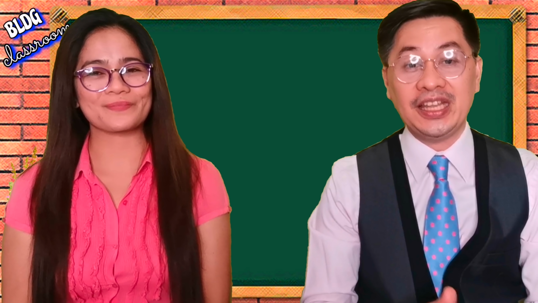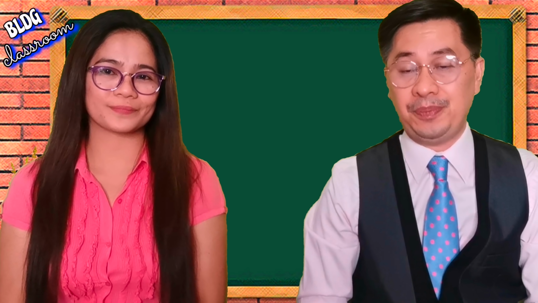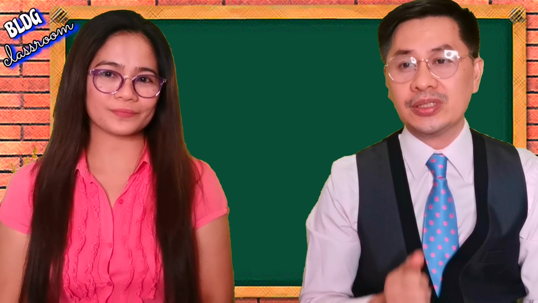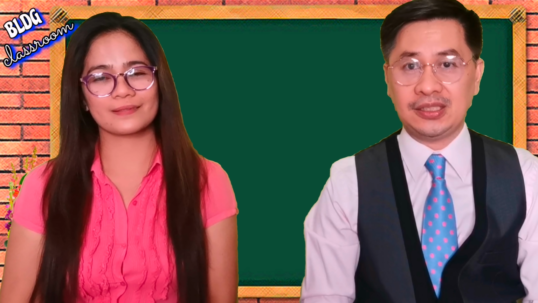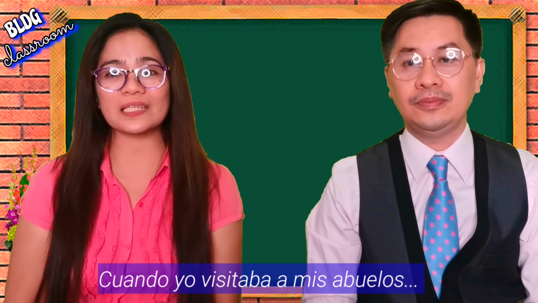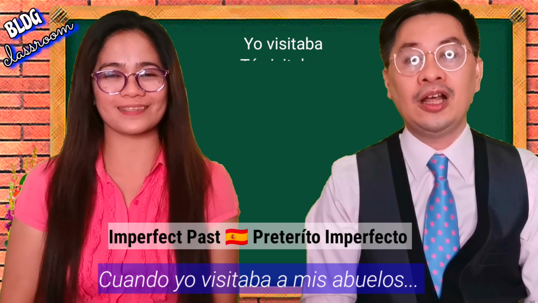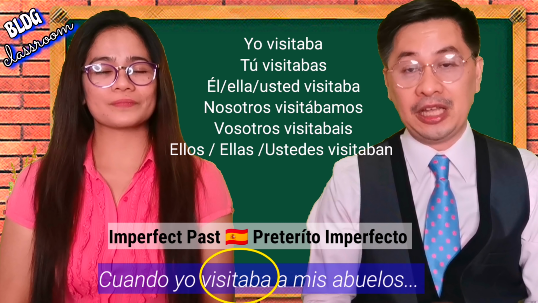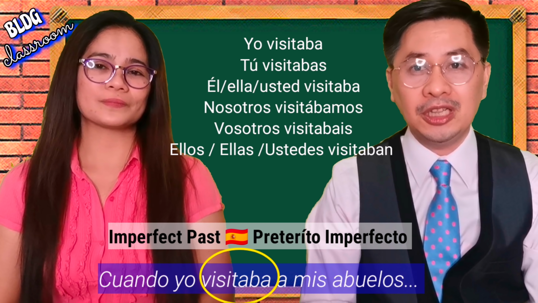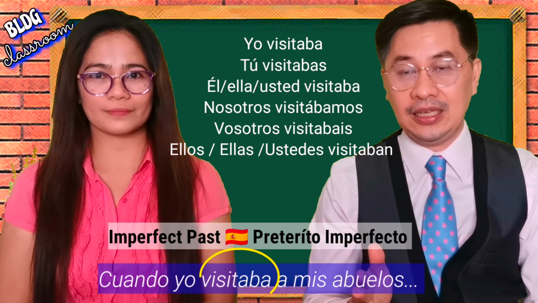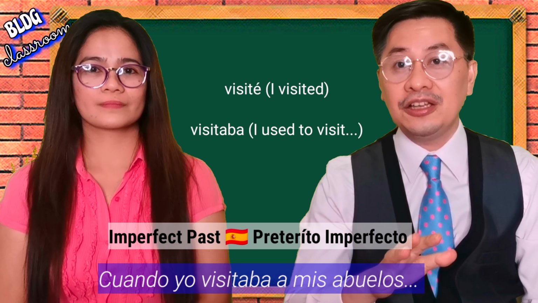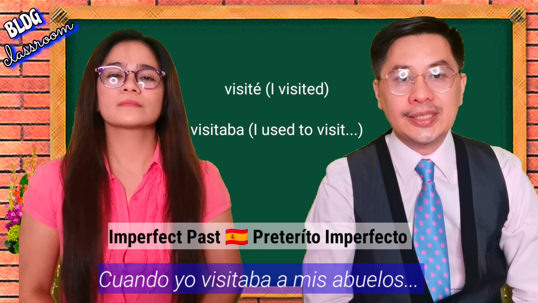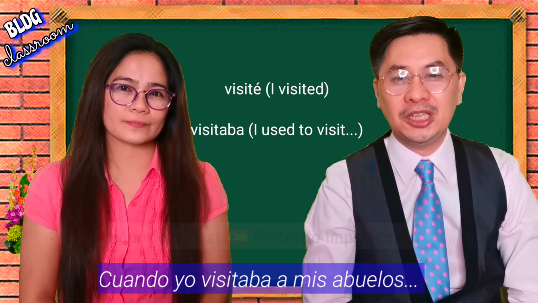Let's also have an example of an imperfect past tense. When I used to visit my grandparents. Cuando yo visitaba a mis abuelos. Alright, so the verb there is visitaba in the imperfect past tense. But in the simple past tense, it's visité. Alright, visité, visitaba.